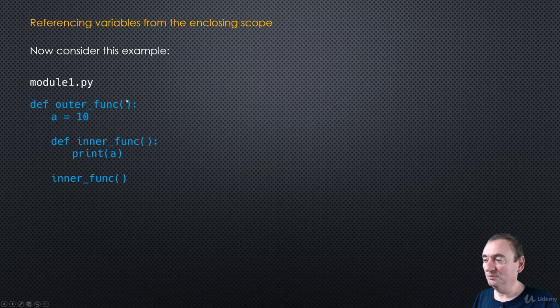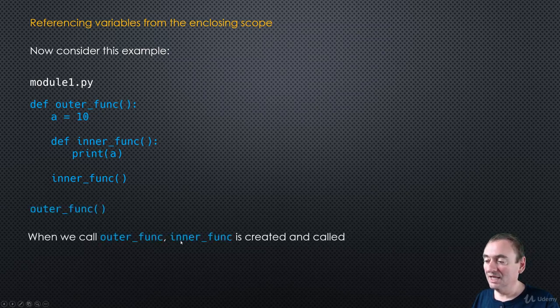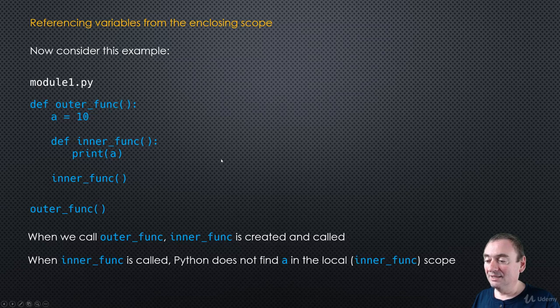Now consider this example, where we have this outer function that defines a variable a equals 10. Now that variable is going to be local to outer func. Then we define inner func inside, and we say print a. Then we're going to call inner func, and then we're going to call outer func. But what happens when we call outer func? Well, inner func is created and then called. Where does this a come from? Well, a is not in the local scope of inner func because it was referenced but not assigned a value. So it is not local to inner func.